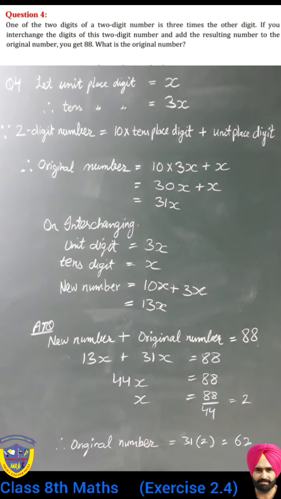Now according to the question, the new number plus the original number is equal to 88. It is given to us. So 13x plus 31x is equal to 88. Solve this equation. You will get x value 2. Put that value in the original number. You will get the original number is equal to 62.